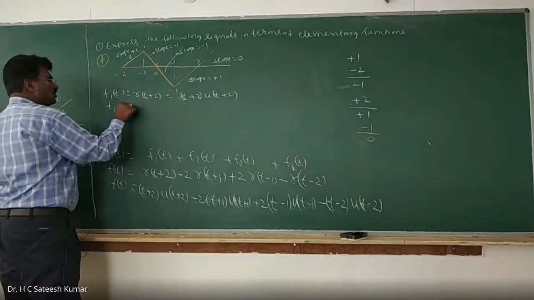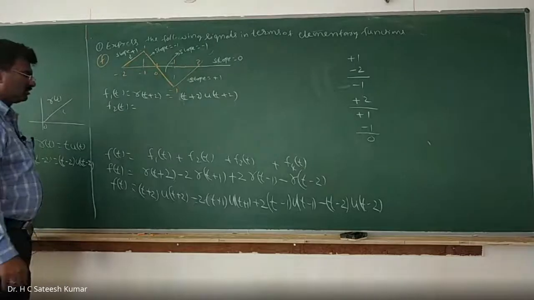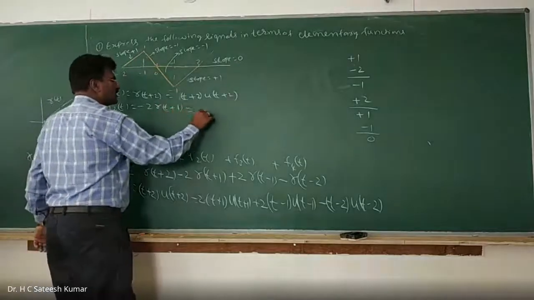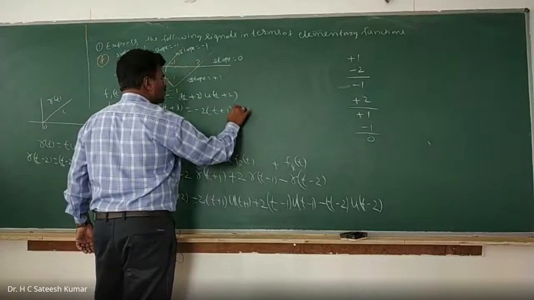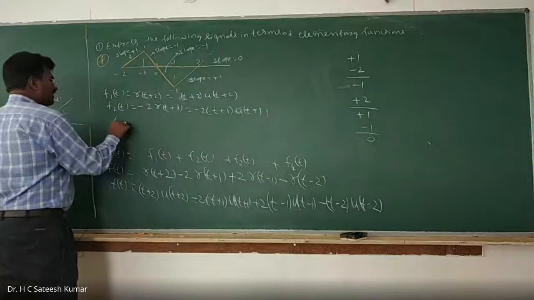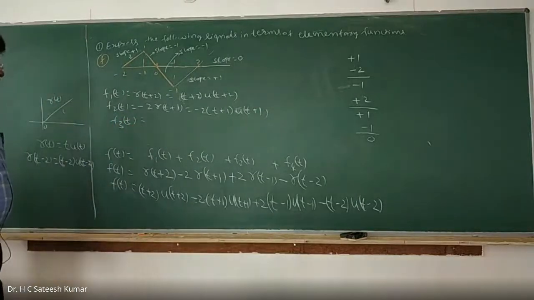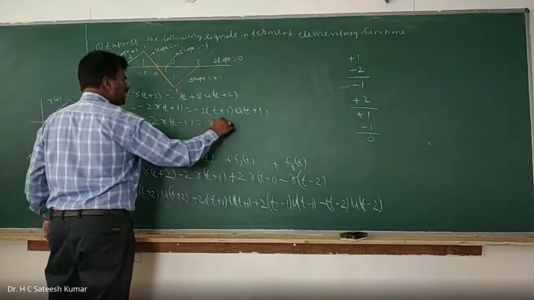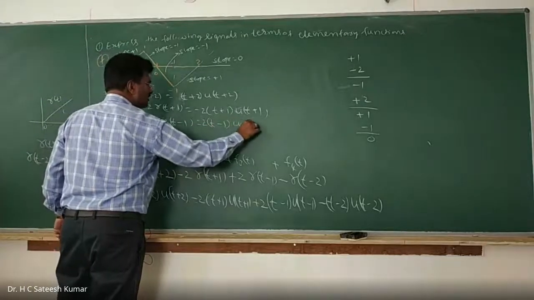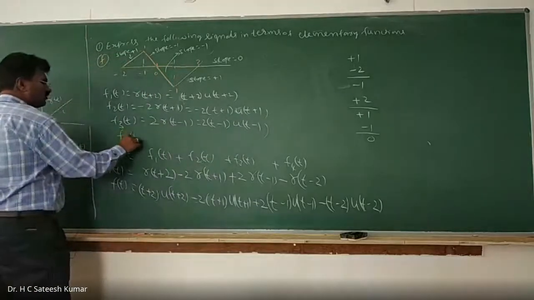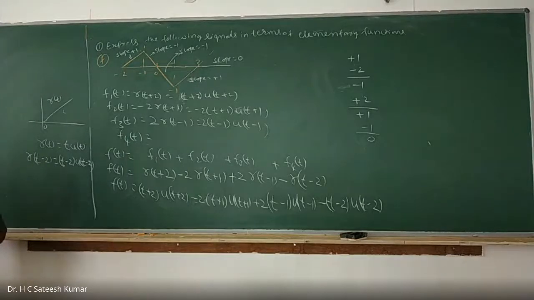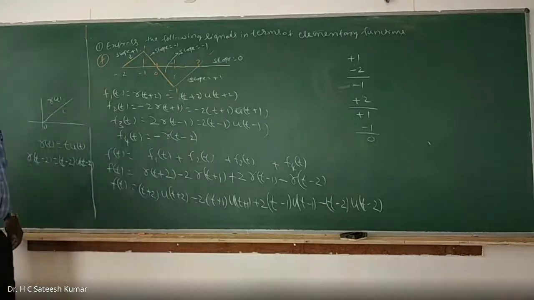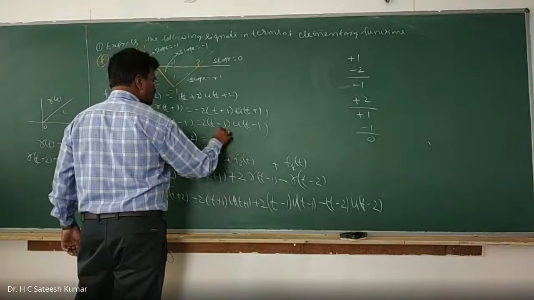f2 of t is equal to what? Minus 2 into R of (t plus 1), which is equal to minus 2 into (t plus 1) into u of (t plus 1). f3 of t is equal to what? 2 into R of (t minus 1), which is equal to 2 into (t minus 1) into u of (t minus 1). f4 of t is equal to minus R of (t minus 2), which is nothing but minus (t minus 2) into u of (t minus 2).